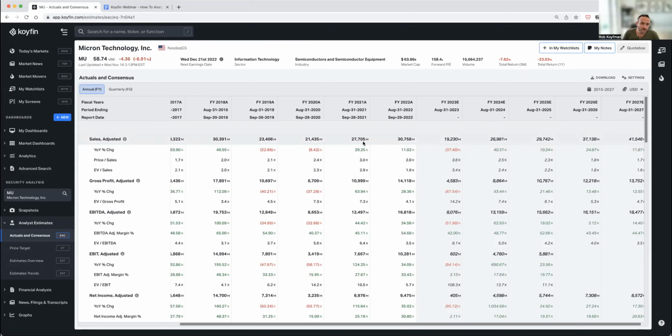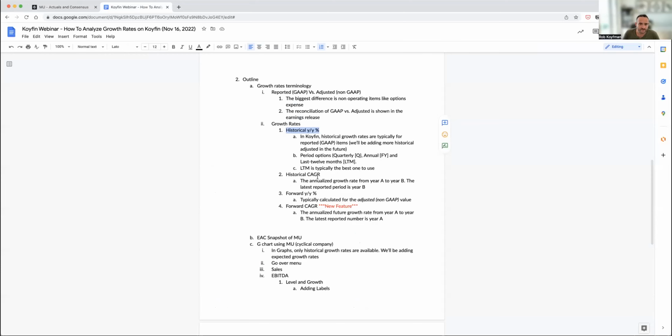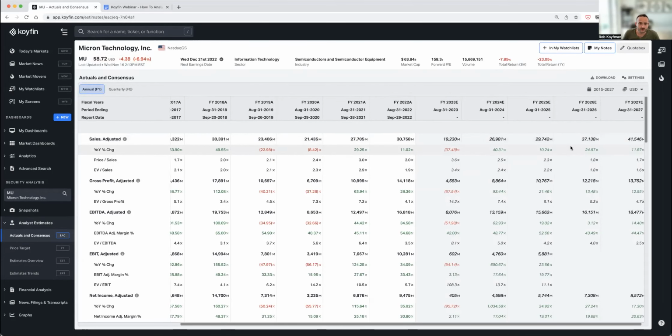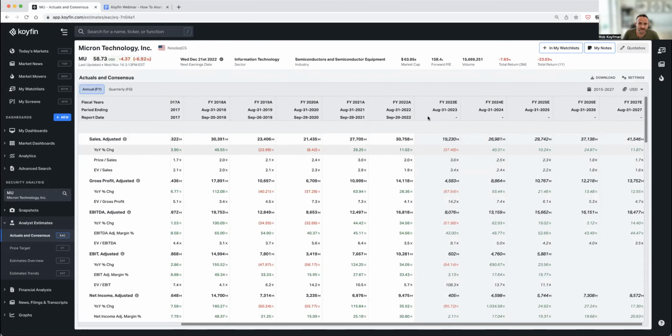So 1-year CAGR will always equal the year-on-year growth rate. And then you could do the same thing for the forward growth rates. If I'm looking at the forward growth rates for Micron in 2023, it's expected to be down 37% on a sales basis. And then I can also think about the CAGR for the forward growth rate. I could think about the CAGR from 2022, which is the actual, to 2025, which is going to be the 3-year CAGR: 1, 2, 3.